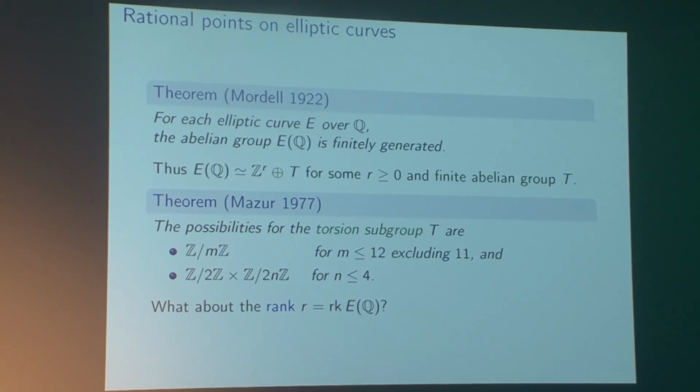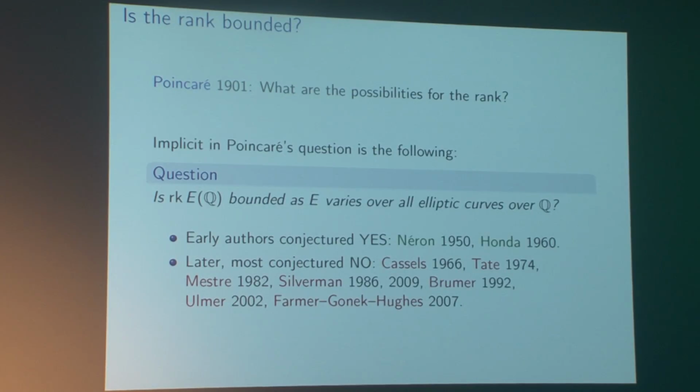So let's move on and figure out the rank. What are the possibilities for the rank? This is a very old question. In fact, the question about what the rank could be came even before Mordell proved that rank made sense. Poincaré was already asking what the rank could be, and implicit in his question is whether the rank can be arbitrarily large. Can you find elliptic curves of higher and higher rank? That's the main question that I want to address today.